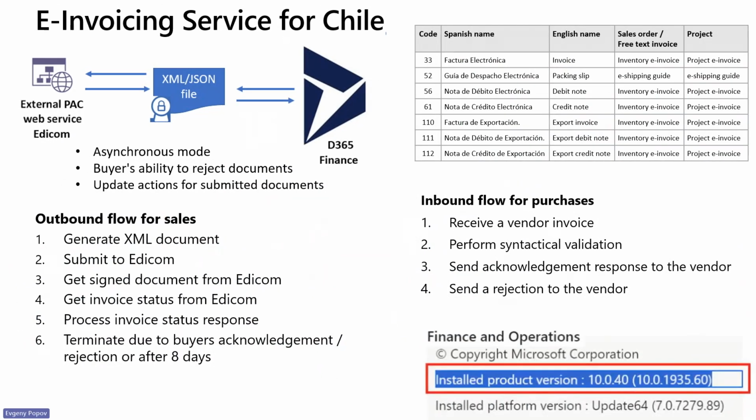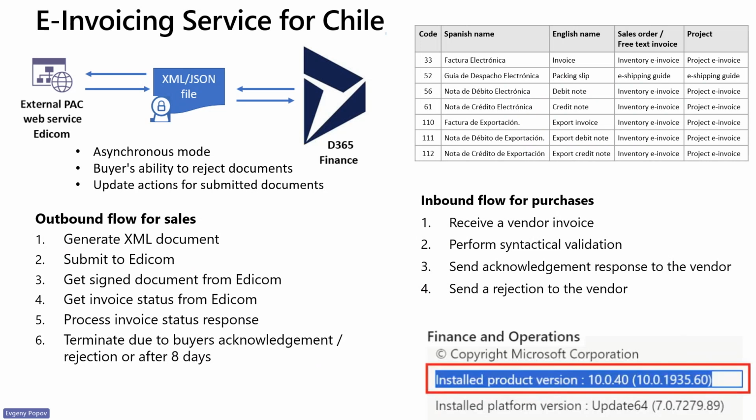Okay, and as we are discussing LATAM today, let me inform you that the first country we are releasing in this region is Chile. The e-invoicing globalization feature, including ISV last mile connector with Edicom for Chile, will be available next week, starting from version 10.0.40 and the build number shown in the screenshot on the slide.